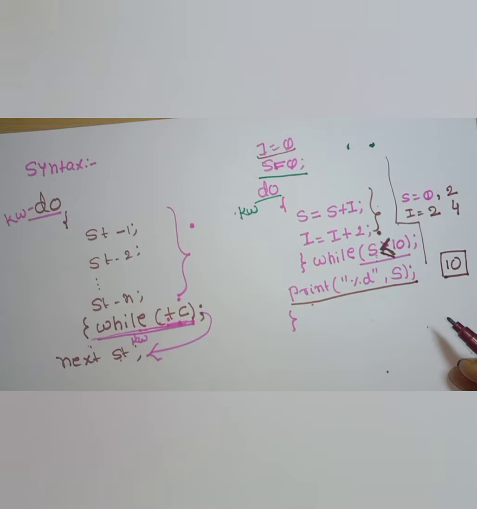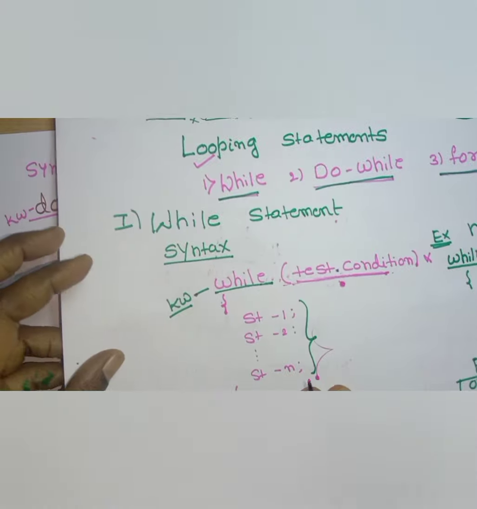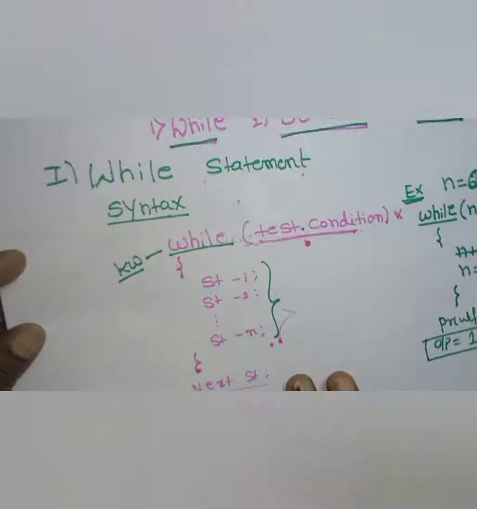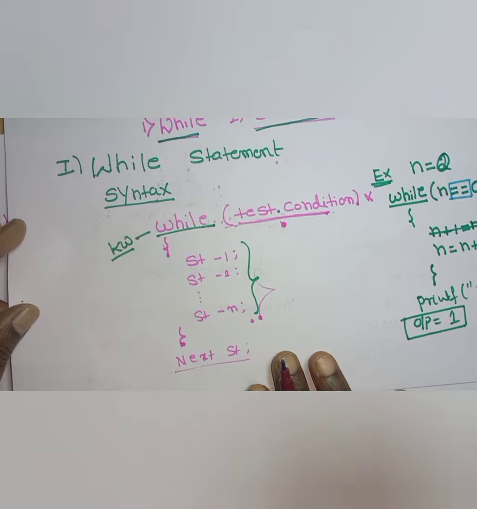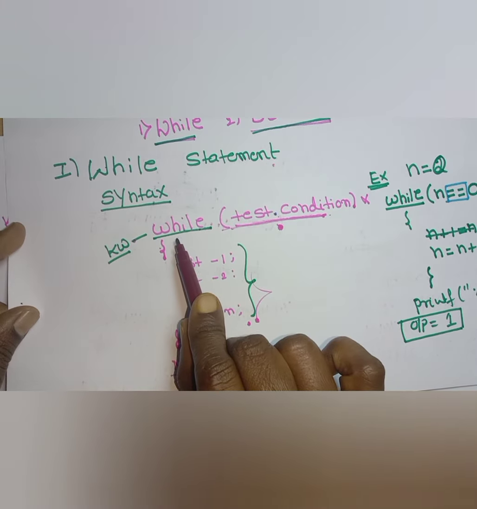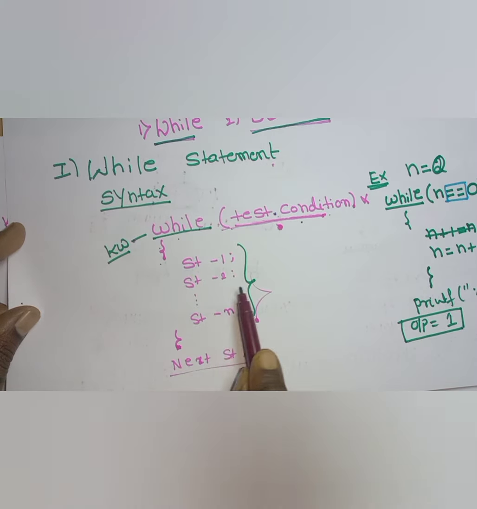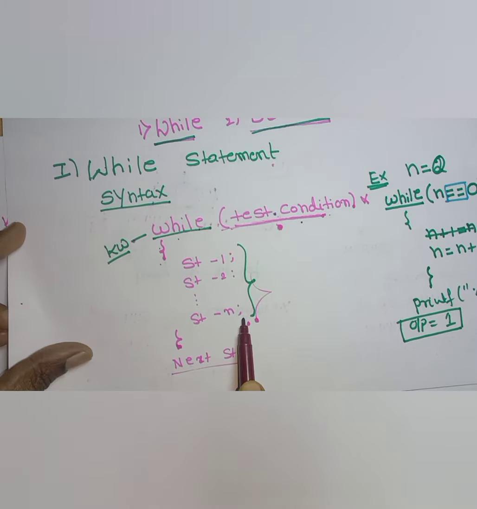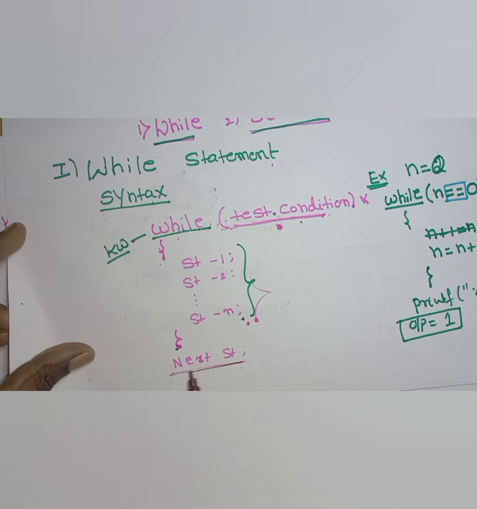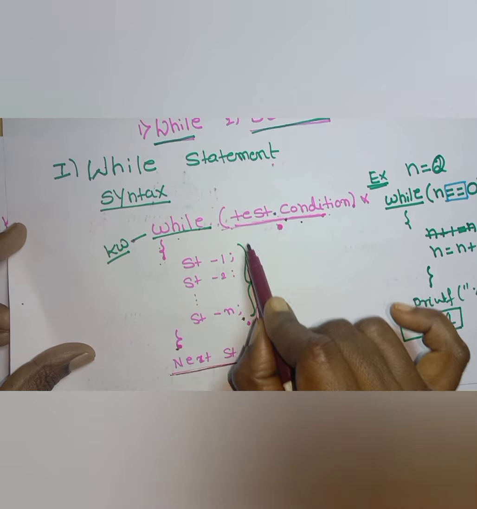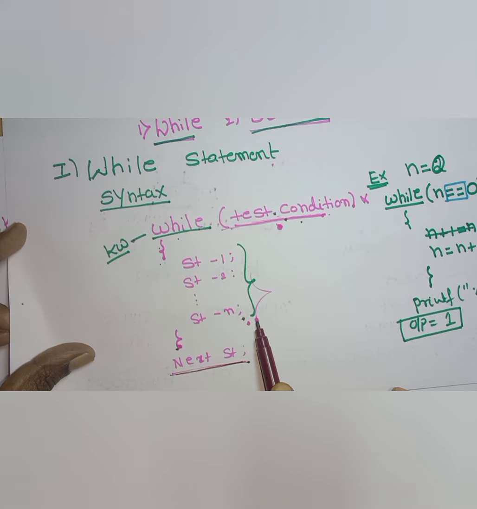Okay, let us revise the while and do while statement again. This is the syntax of the while statement. What is the syntax of the while statement? It begins with the keyword while, test condition, opening brace, statement 1, statement 2 up to statement n, end of the while statement, and here we are writing the next statement. If the test condition is true, it is going to execute this set of statements.